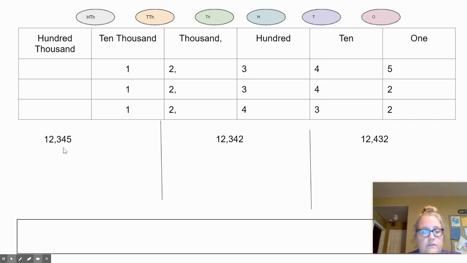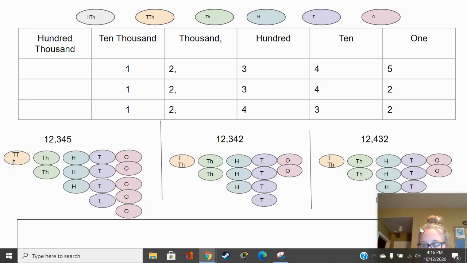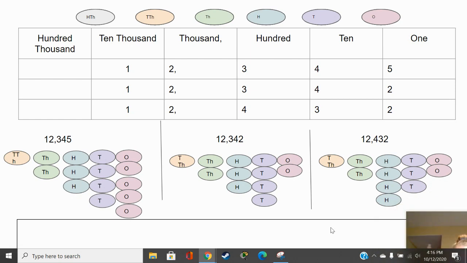So I'm going to model 12,345, 12,342, 12,432. So when I do that, I'm able to look at all of my numbers. So I'm able to see that I have 1 10,000, 1 10,000, 1 10,000. And why did I start with my 10,000s place? That's right, because it's the first place that has a digit. So I'm going to start there.